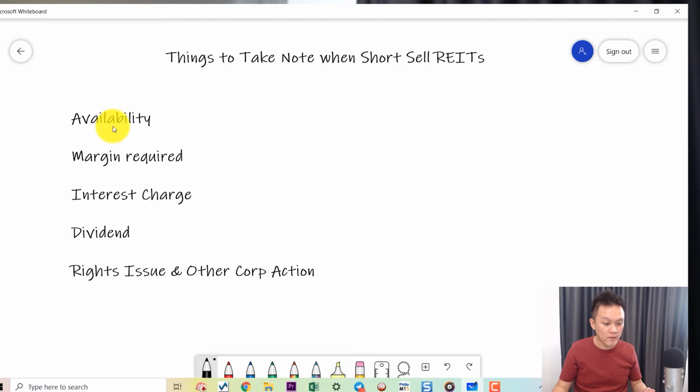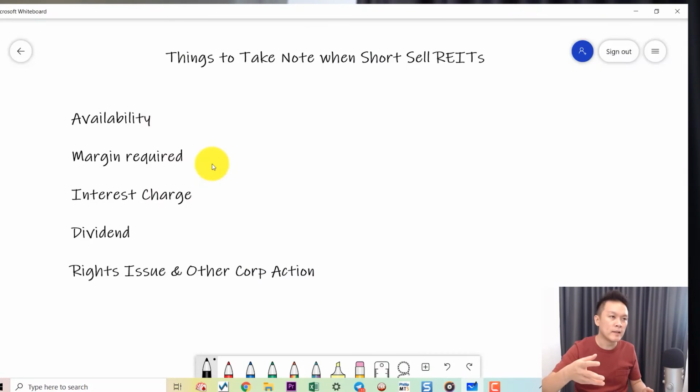Of course, a few more things to take note of over here. We covered availability, we covered margin required. Of course, if the margin required is 10%, it is much more flexible than having a margin required of 30% or 40%. At 50% margin required, it is not so worth it, because you have to put up a larger sum of money to have that short position.